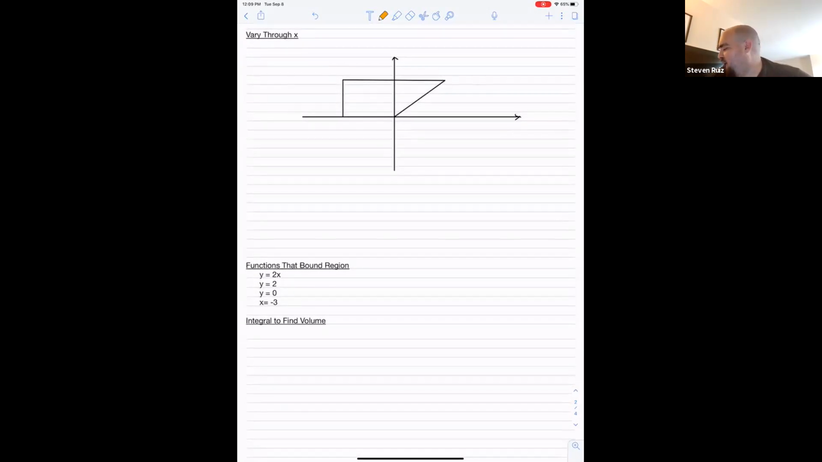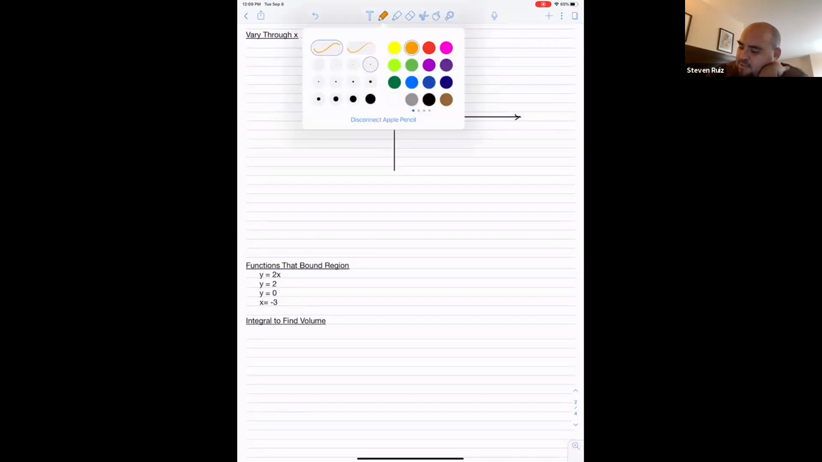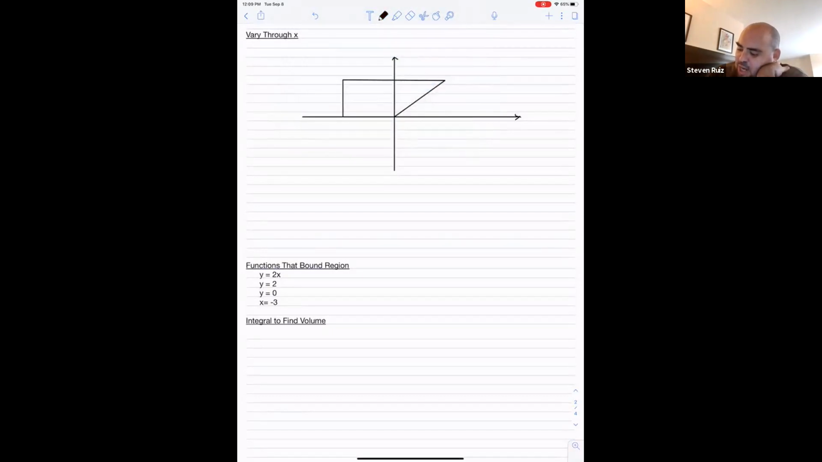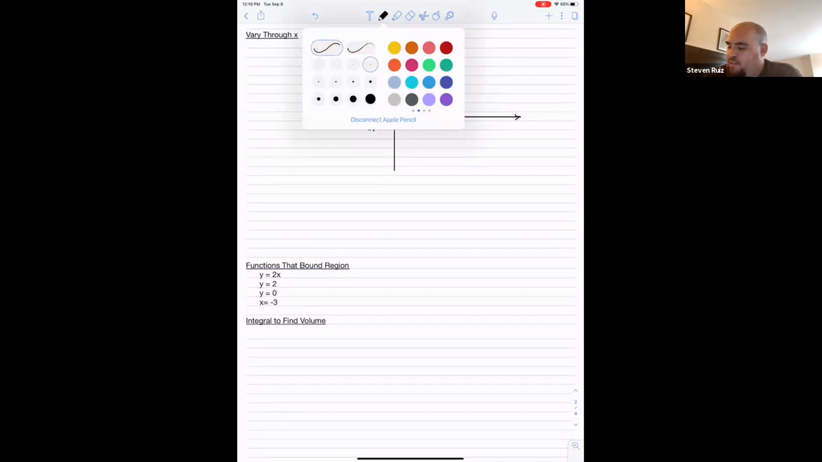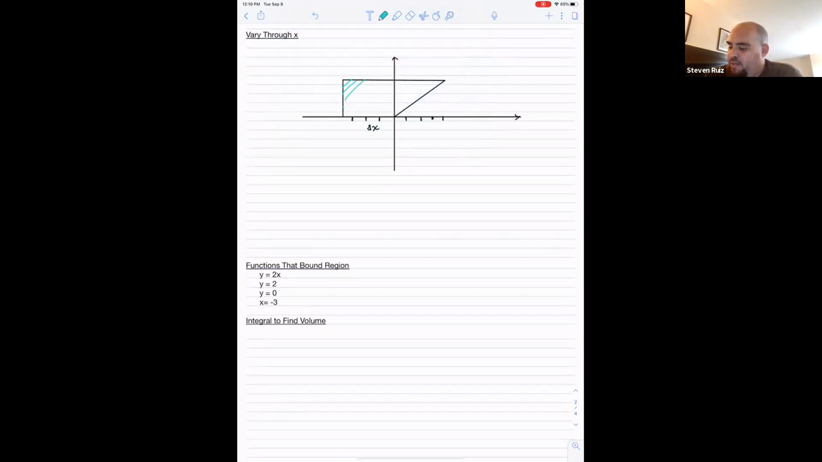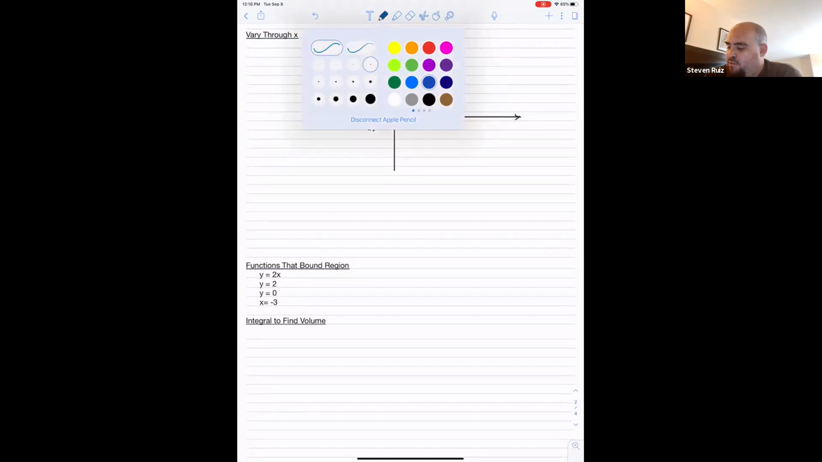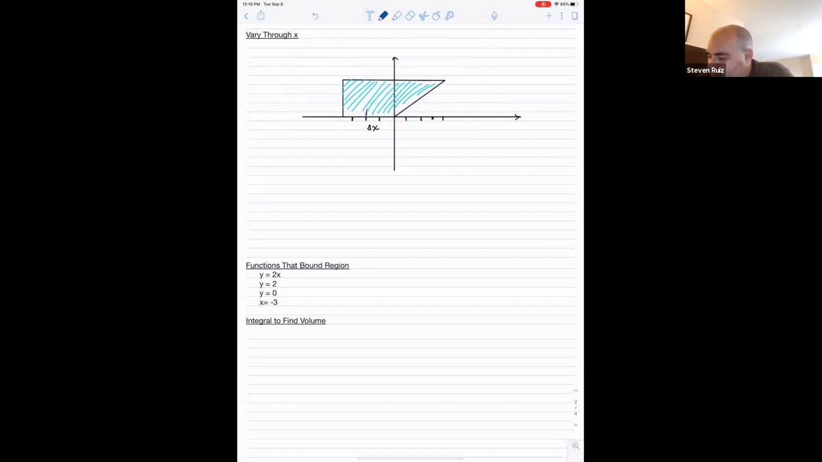So the first thing we're going to do is vary this through the x-axis. Before we do that, let's just chop up our graph here into these arbitrarily wide delta x intervals. For this one, I'm going to do a couple of them. So let's do a delta x there. Let's do light blue just to shade in the whole region, and then in a darker blue, I am going to just take one little strip here.